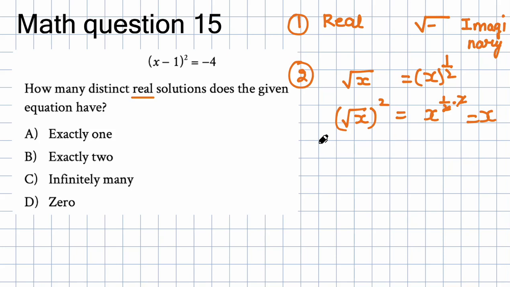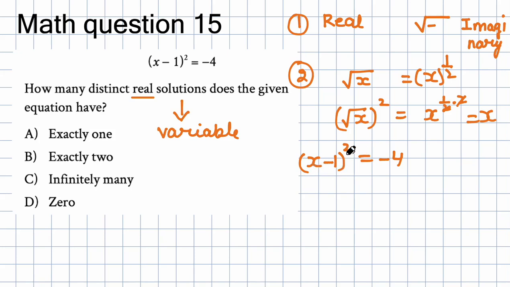Now I'm coming back to the question, (x minus 1) whole square is equal to negative 4. Wherever you see the word solution, it always means finding the value of the variable. Always, always, always. So if I have to solve this question, I have to find the value of x, and so I have to isolate x.